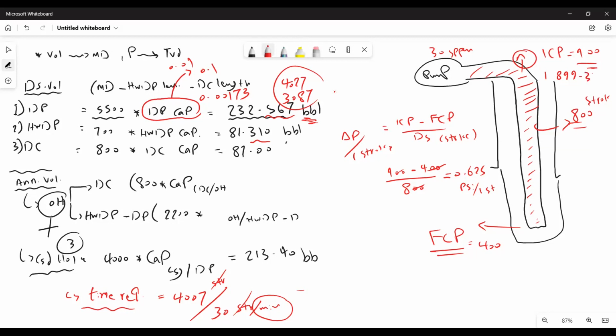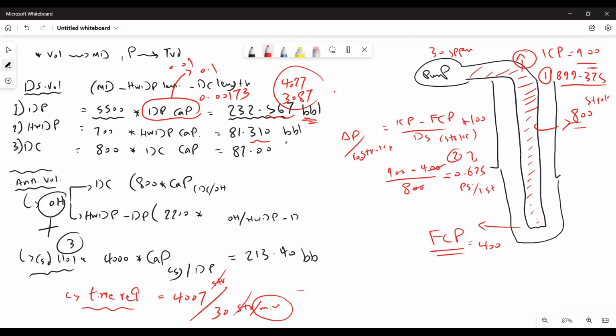375. Okay, this number after pumping one stroke. After pumping two strokes, you need to multiply 2 by this number. After pumping 100 strokes, this number is common. So for example, after pumping 100 strokes, you need to take ICP minus FCP over the real string volume, so you get the pressure drop for one stroke, then times 100, so you get it for 100 strokes.